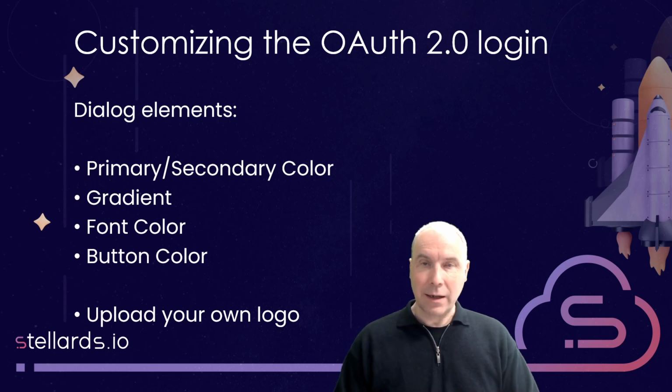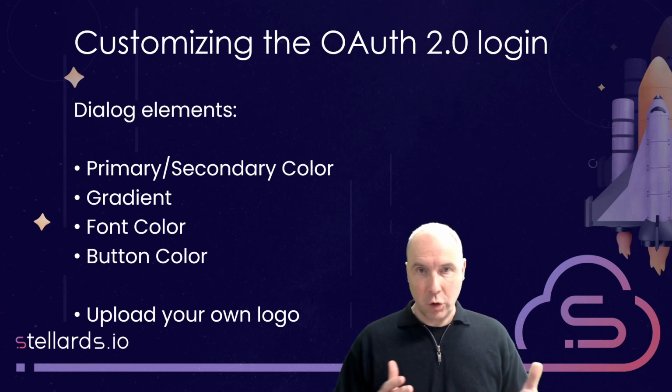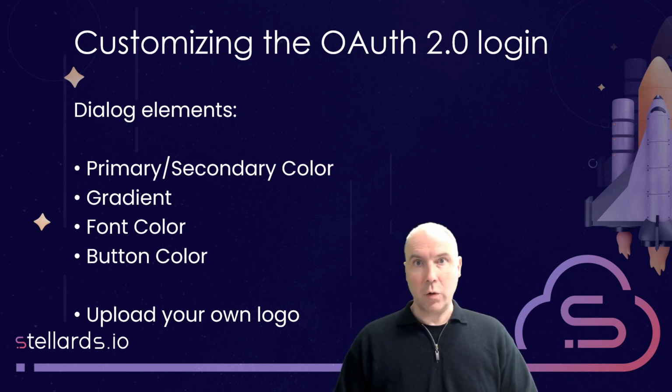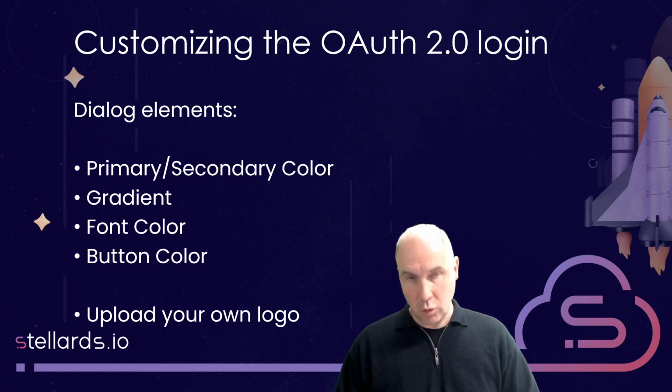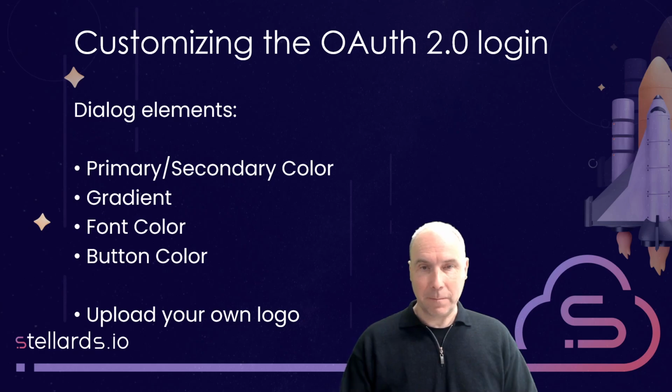And for that, you can customize this from the stellards.io account, and the following dialog elements you can adapt. The colors to match the look and feel of your application. That is the primary and secondary color of the dialog, and from that the gradient, and also the font and button color. And finally, you can also put your own company logo on this OAuth 2.0 login dialog. Let's just play with it from the stellards.io account and see the possibilities to adapt the OAuth 2 dialog to match your application look and feel.